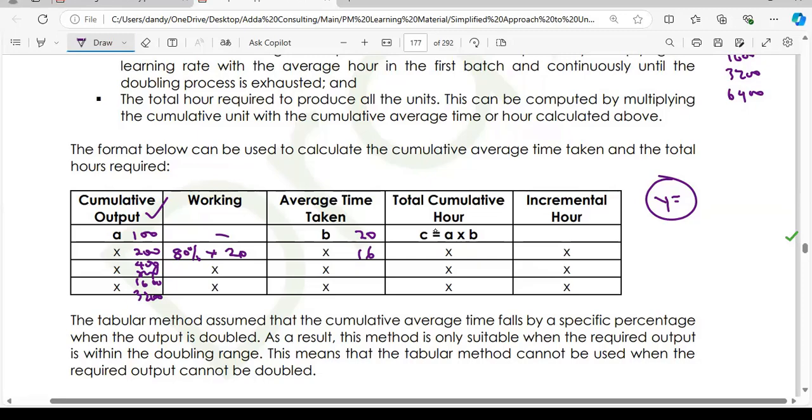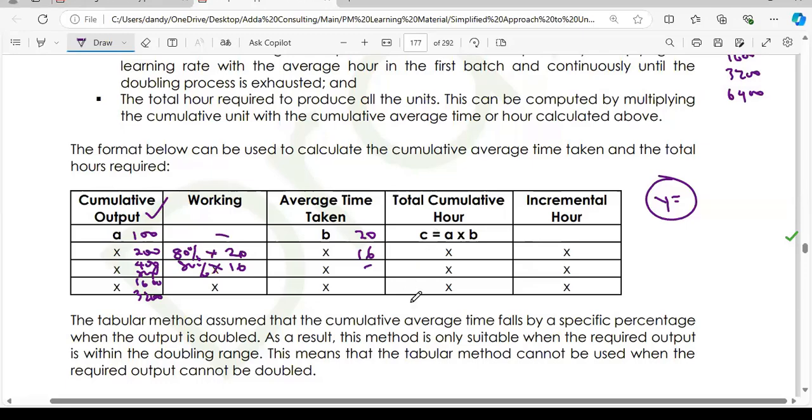If I now want to produce this 400, I will do the same thing. I will multiply 80% by the 16. Whatever I have, I will put it there. That's how the time will continue to crash. What we are saying is that it will get to a point where there will be nothing more to learn. That means the learning will become flat. The average time taken will become flat. It can't change again. You can't reduce again.